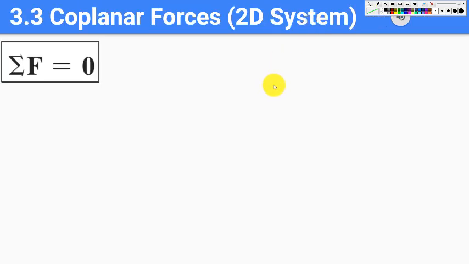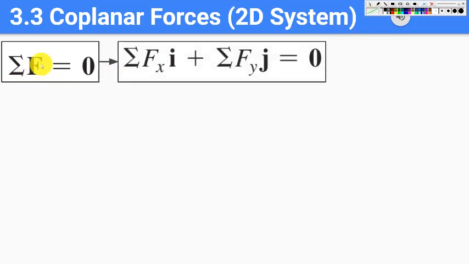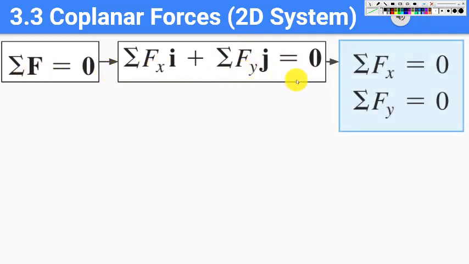Okay. So let's see how do we apply this condition that the sum of all the forces is equal to 0 for a two-dimensional system. So we know that in a two-dimensional system, each force has two components, an x component and a y component, and the sum of all the forces equals 0 basically means that the sum of all the forces in x equals 0 and the sum of all the forces in y equals 0. Okay.